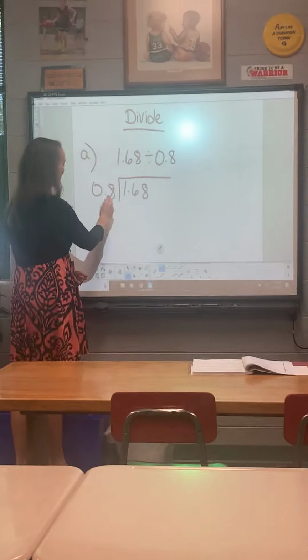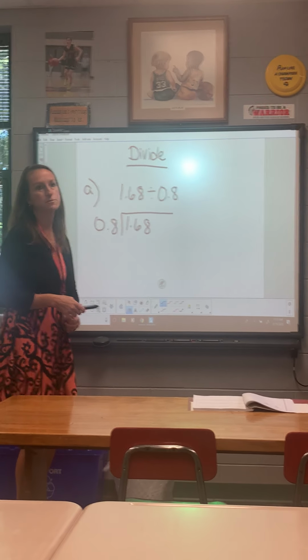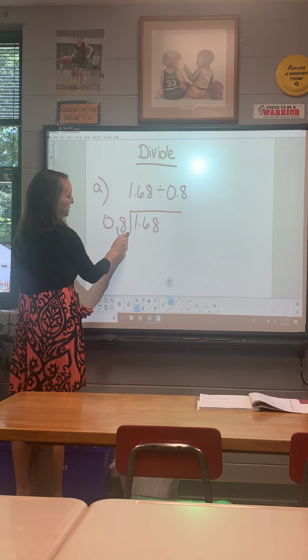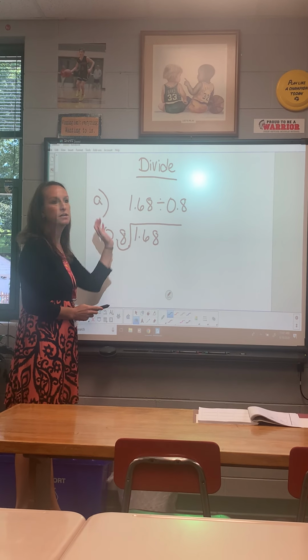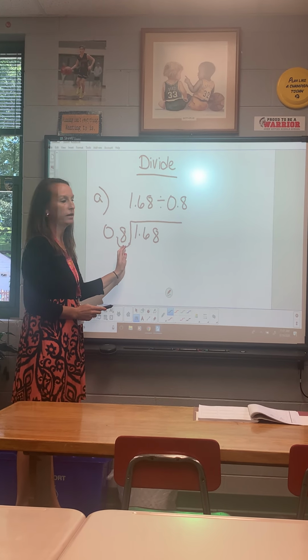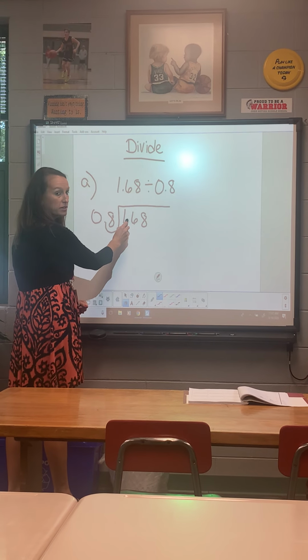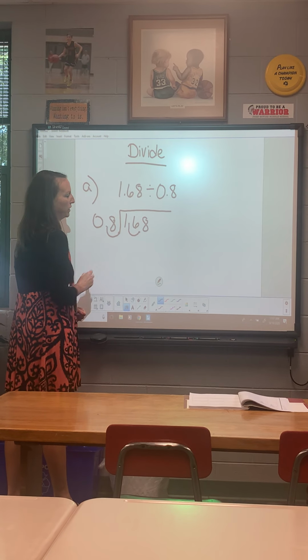Okay. So in order to make 8 tenths, we have to turn that into a whole number. We don't want it to be 8 tenths anymore. We want it to be 8 whole. So we need to move this decimal. If we move it one place, that would become 8.0. That's a whole number. So that's what we want. So we moved it one place on the outside. Whatever you do to the outside, you must do to the inside. So we have to move it one place here as well.